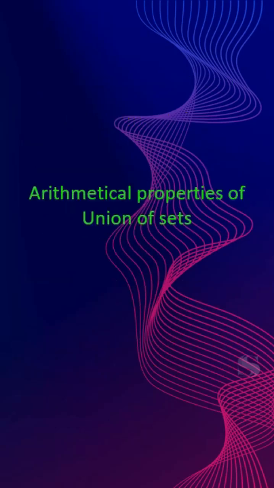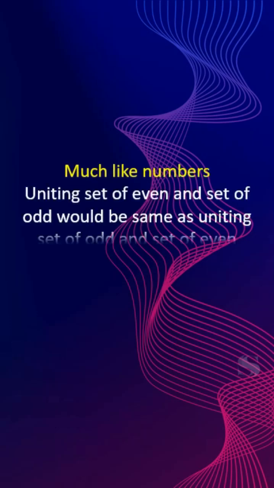Next, we set our sights on the specific operations. We start with the arithmetical properties of union of sets. Union of sets is akin to addition of numbers, and it parallels the properties of addition of numbers, such as the commutative property of union of sets. For example, uniting a set of even numbers and a set of odd numbers would be the same as uniting a set of odd numbers and a set of even numbers.